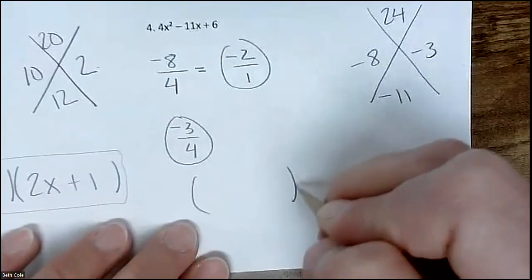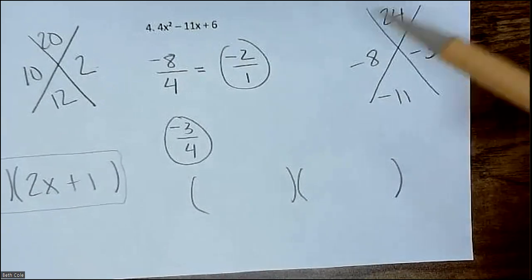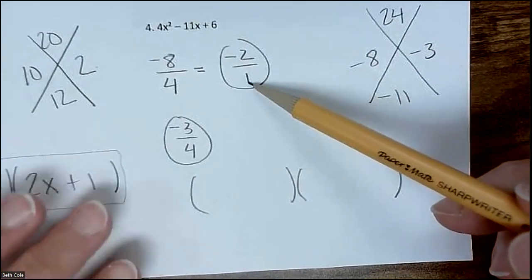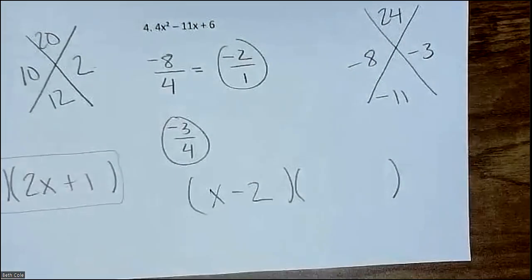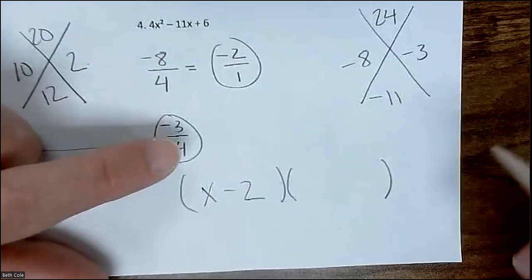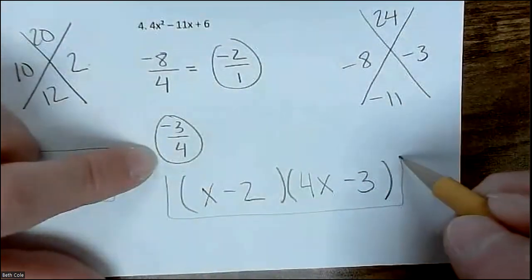And then draw your two sets of parentheses. Now you have to start with the denominator. So what is this one gonna be? 1x minus 2, and you can just write x minus 2. And then this one would be 4x minus 3. Good, let's go back and catch number 1.